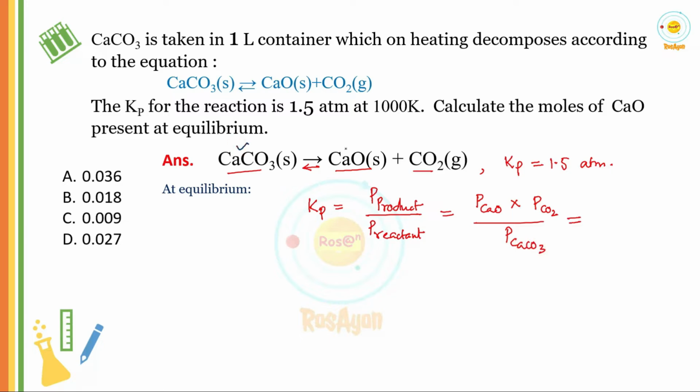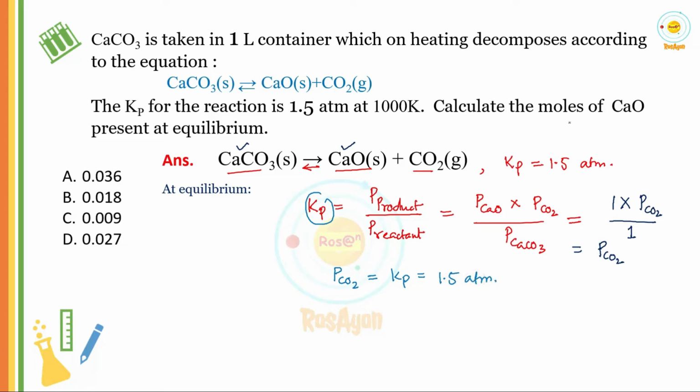Here CaCO3 and CaO are in solid state and their partial pressure is 1, so we can write 1 into the partial pressure of CO2, which is present in gaseous form, divided by the partial pressure of CaCO3, which is also 1. That means Kp equals P of CO2. So what is the conclusion of this calculation? Partial pressure of CO2 equals Kp, which equals 1.5 atm, given.